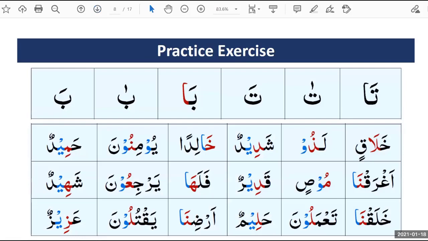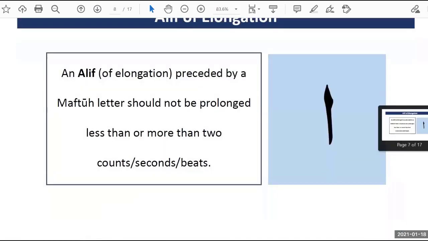Now we have an exercise. Can I request the ST for a student? G4422. G4422, Assalamu alaikum. Assalamu alaikum. Wa alaikum assalam wa rahmatullah.